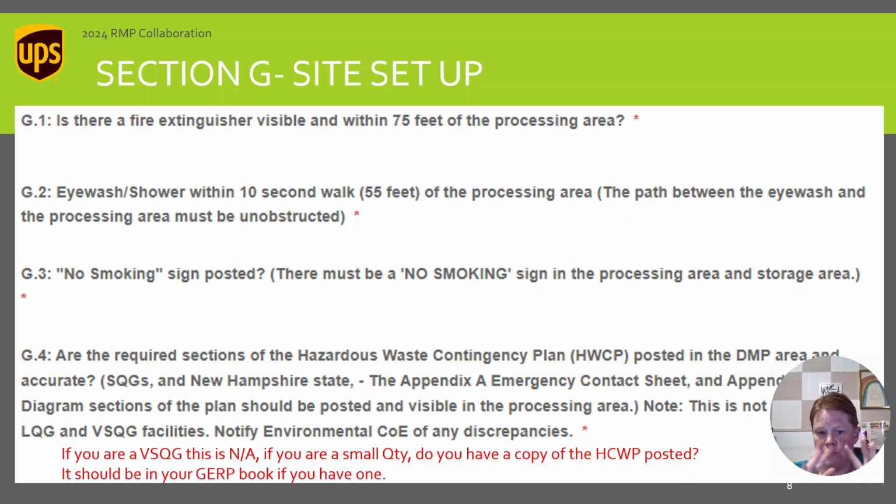So if you do not have those and you're a small quantity generator, you need to get with your environmental coordinator. Environmental coordinators are the ones who create and write the hazardous waste contingency plans. So get with your environmental person and say, hey, I don't have a copy of our hazardous waste contingency plan. Can you send me one?